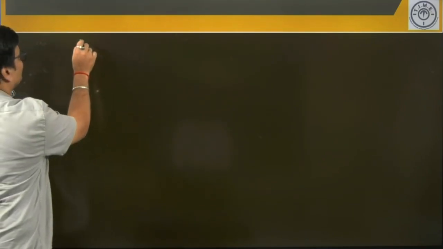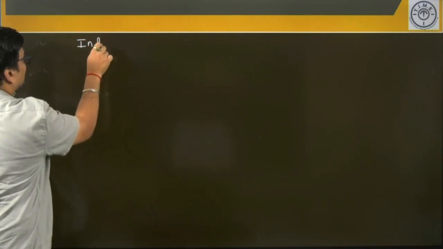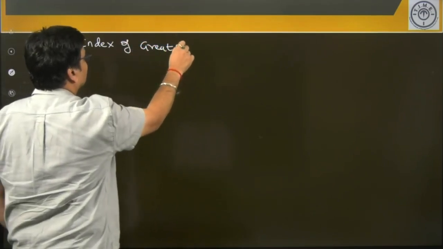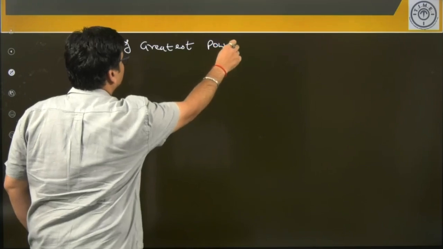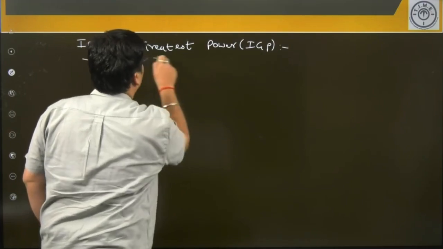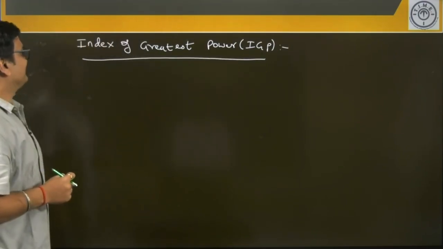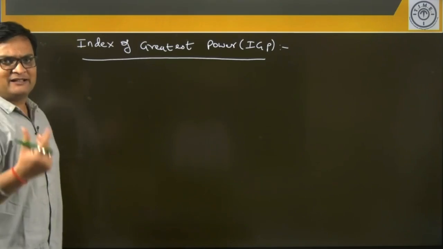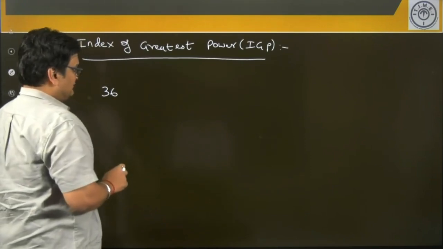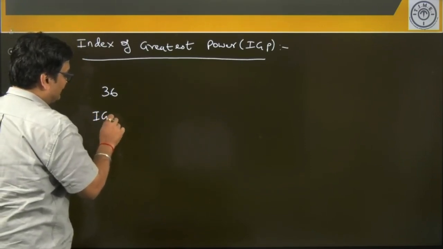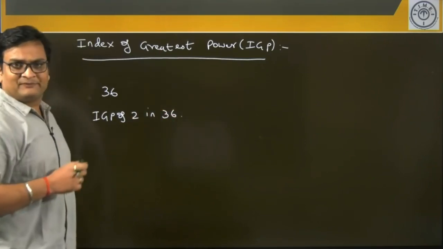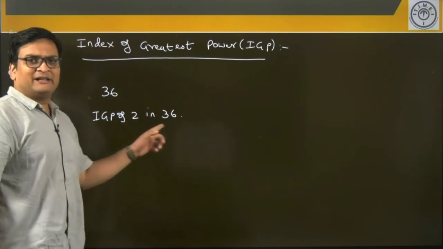Let us try to understand what we mean by index of greatest power, simply called IGP. What we mean by IGP, for example, let us say I take a number like 36. What will be the IGP of 2 in 36? Is this the question? What is the IGP of the number 2 in 36?